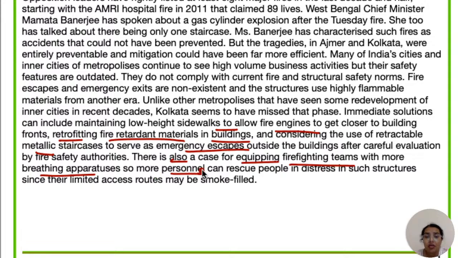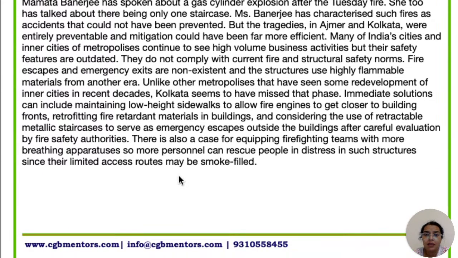There is also a case for equipping firefighting teams with more breathing apparatuses. So more personnel, officers can rescue people in distress. So not only the buildings and infrastructure are to be improved and made ready, but at the same time the firefighting team can have more tools, more people to rescue people in distress. In such structures, since there are limited access routes that may be smoke filled, we can do something for them using breathing apparatus and other things. Such apparatus can be really helpful. They can be given to them by the officers. पर उसके लिए officers भी होना चाहिए और equipment भी होना चाहिए, right?